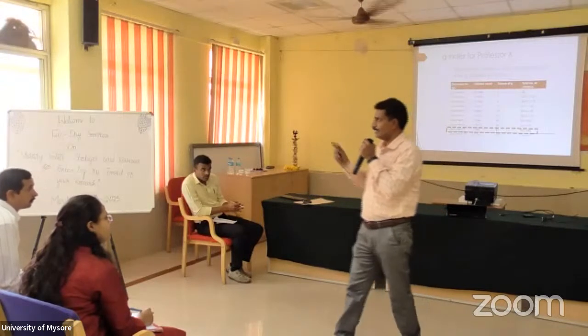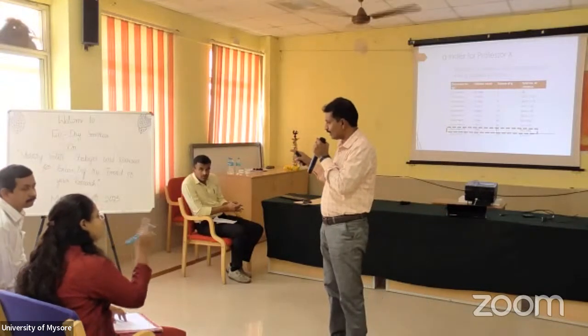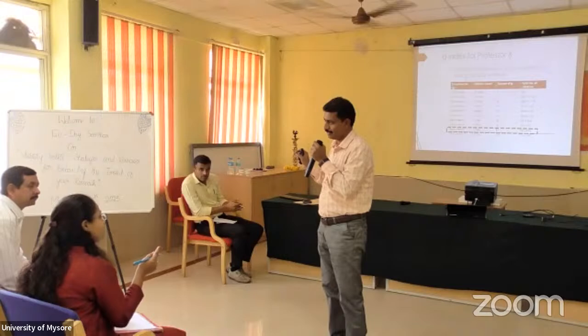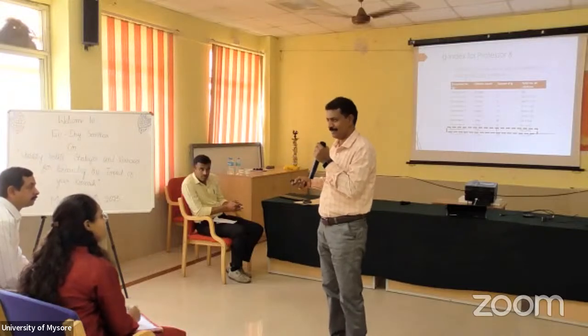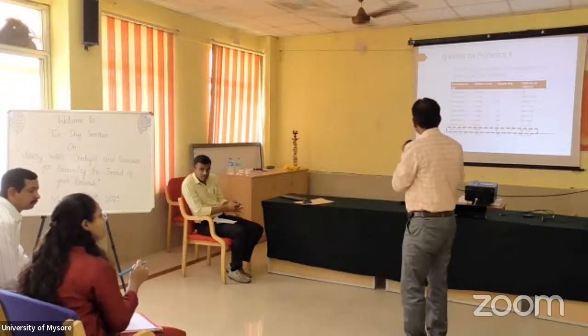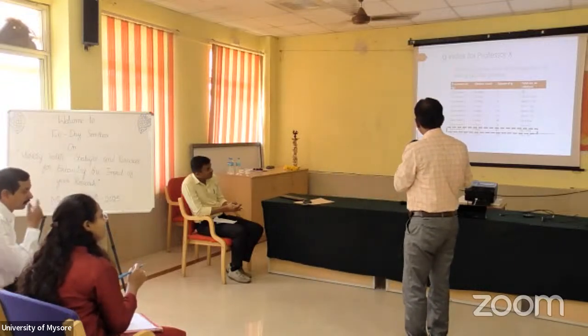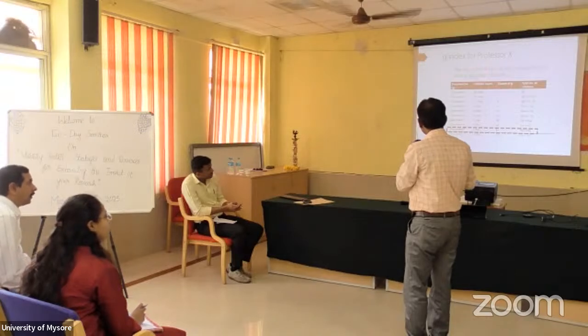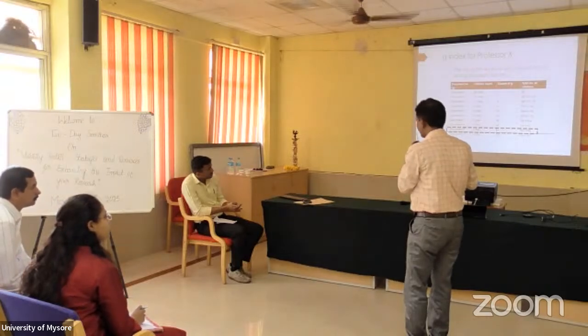Which article has got an equal number of citations? The definition itself is that the top G articles receive at least G square citations. This is the definition.